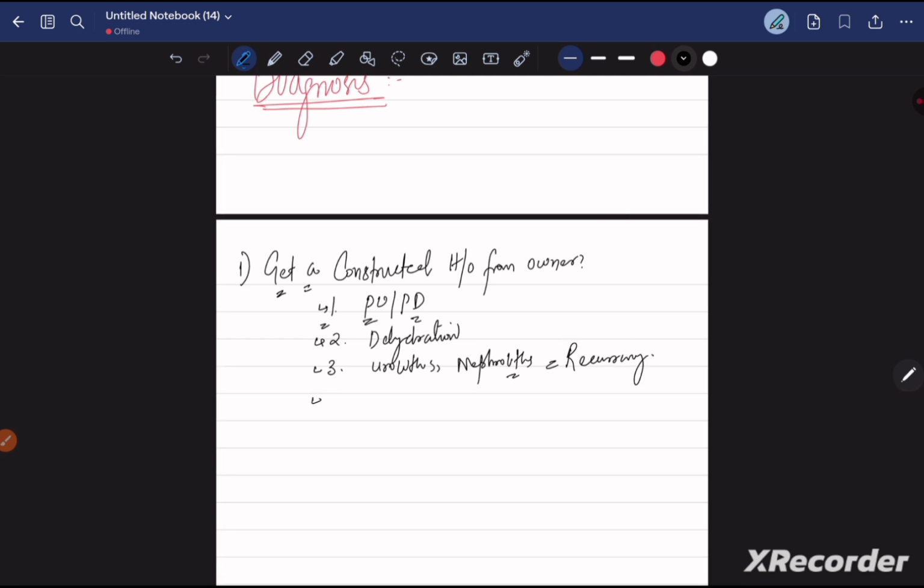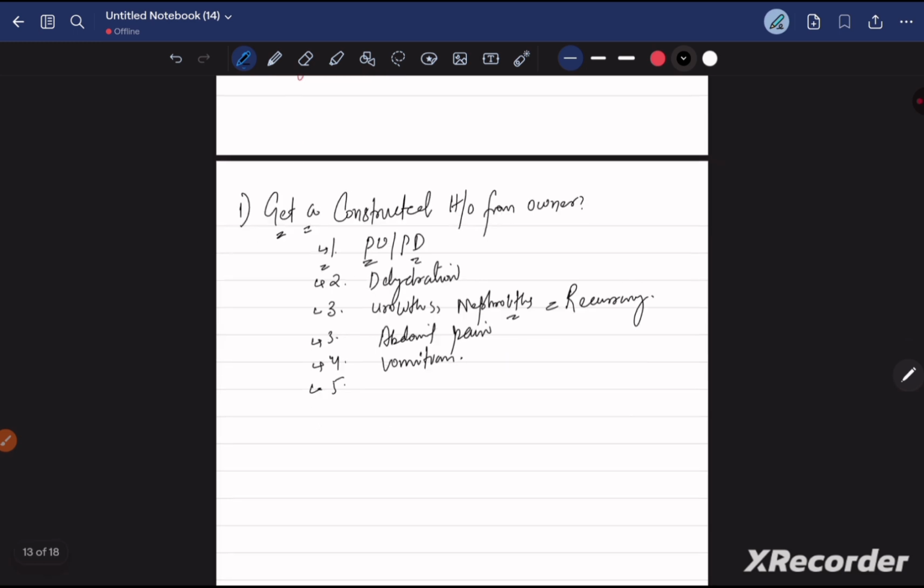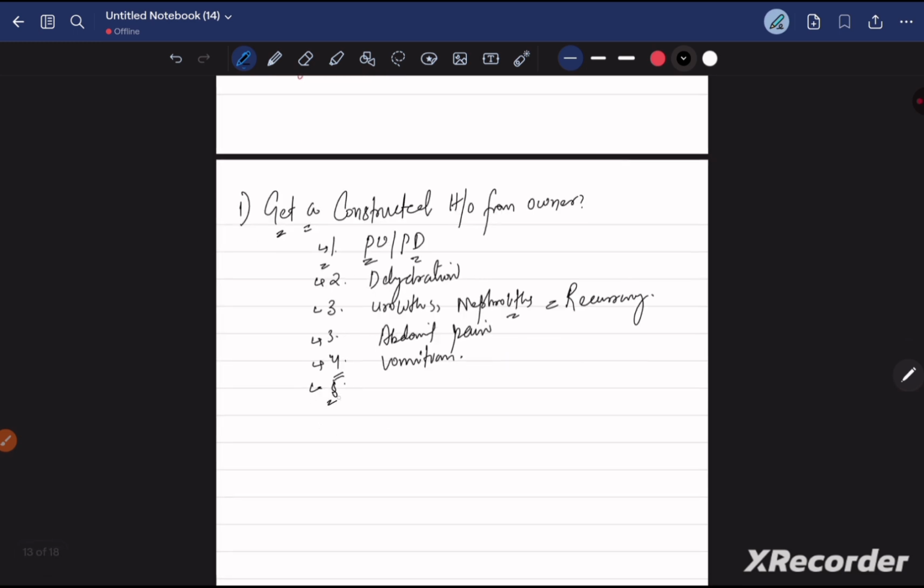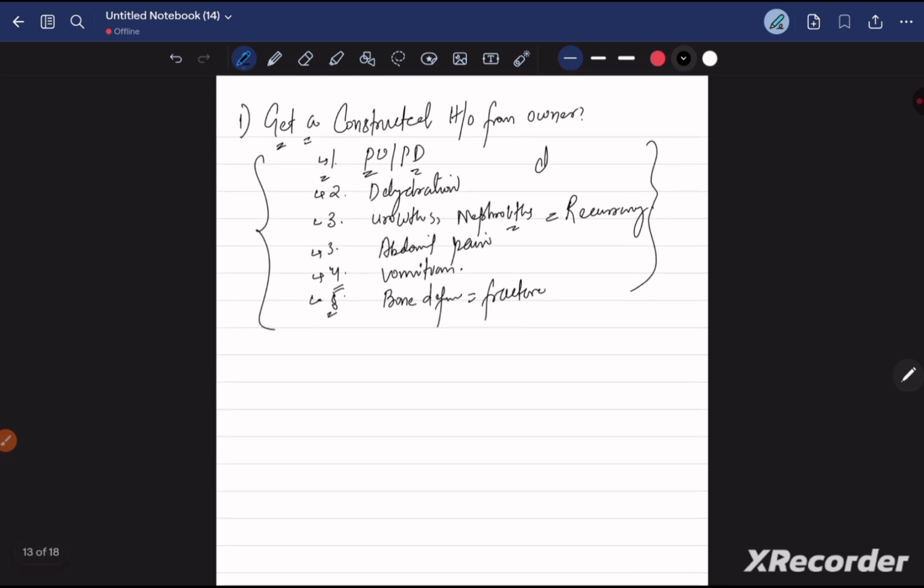You will see whether there was any abdominal pain, and sometimes you will see vomiting also. You will evaluate for any bone deformity, like any fracture or something like that. So you will get the proper history and other clinical examinations, and you will evaluate it thoroughly.